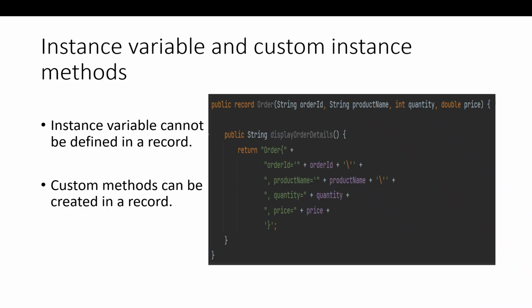Let's talk about instance variables and custom instance methods in a record. In a record, we cannot define the instance variables. We can only define the custom instance methods. So let's see what is the use case where we need to define the instance method in the record.